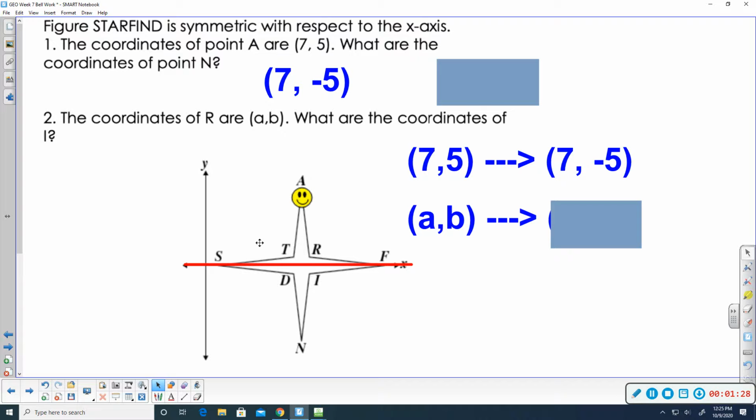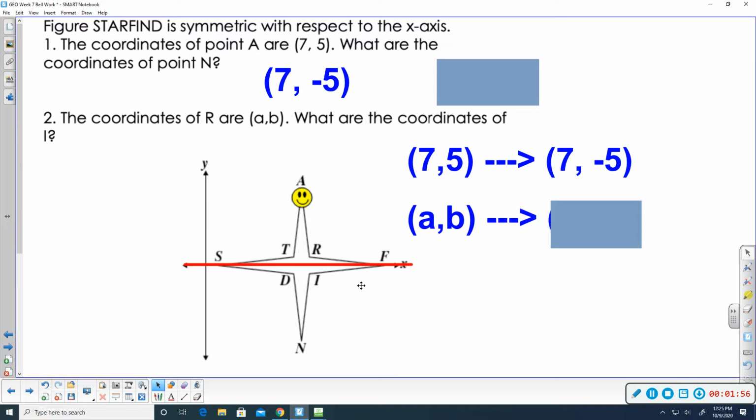Alright, so number 2, the coordinates of R are A, B. So now we're going from numbers to just some variables. What are the coordinates of point I? So if you look, point A to point N, we went from 7, 5 to 7, negative 5. So our x value stayed the same, and our y value became opposite, because that's what happens when we reflect over the x-axis, like we are here.